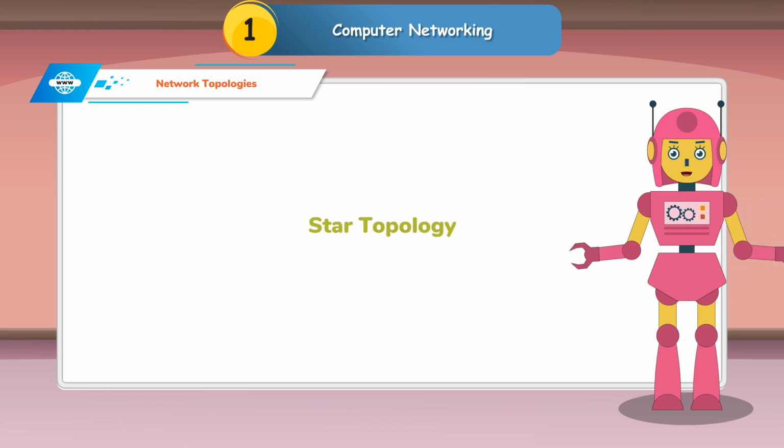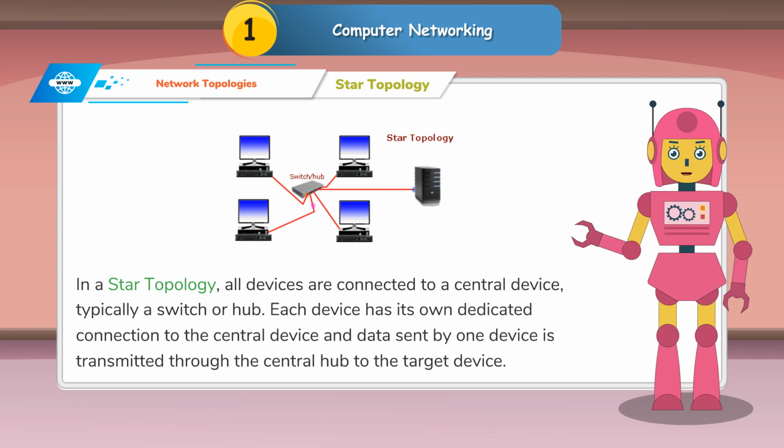Star topology. In a star topology, all devices are connected to a central device, typically a switch or hub. Each device has its own dedicated connection to the central device, and data sent by one device is transmitted through the central hub to the target device.